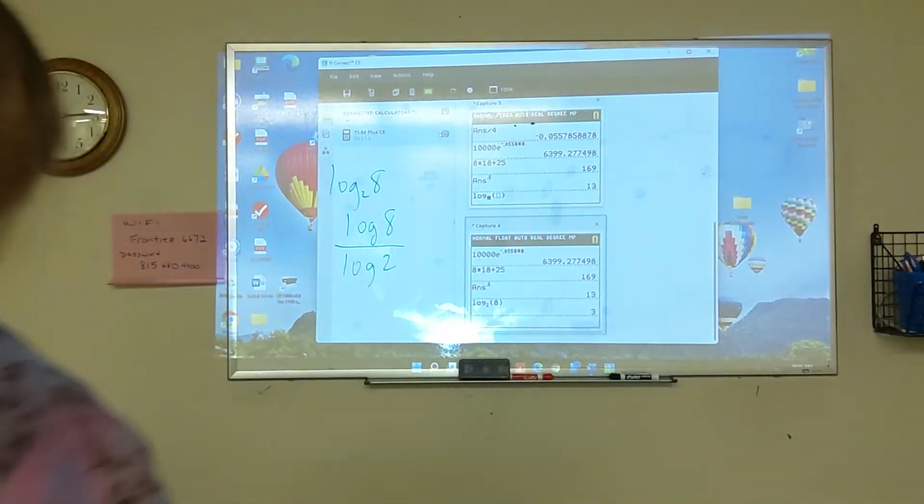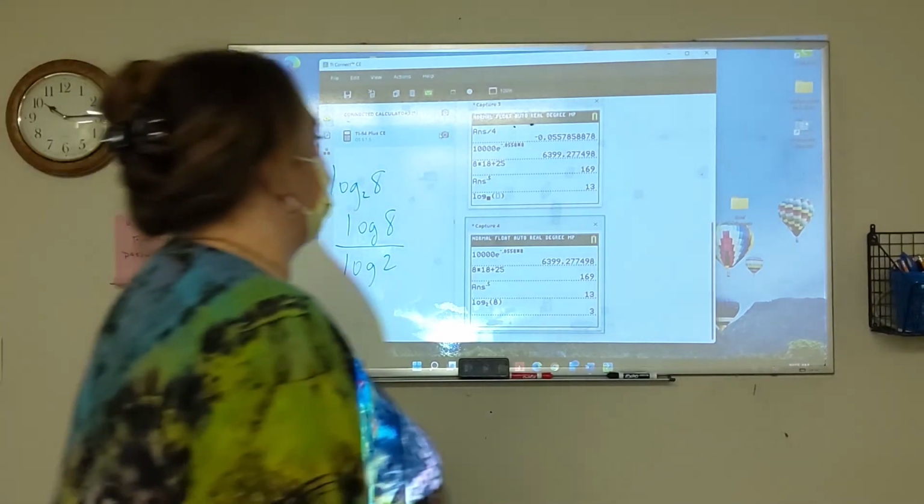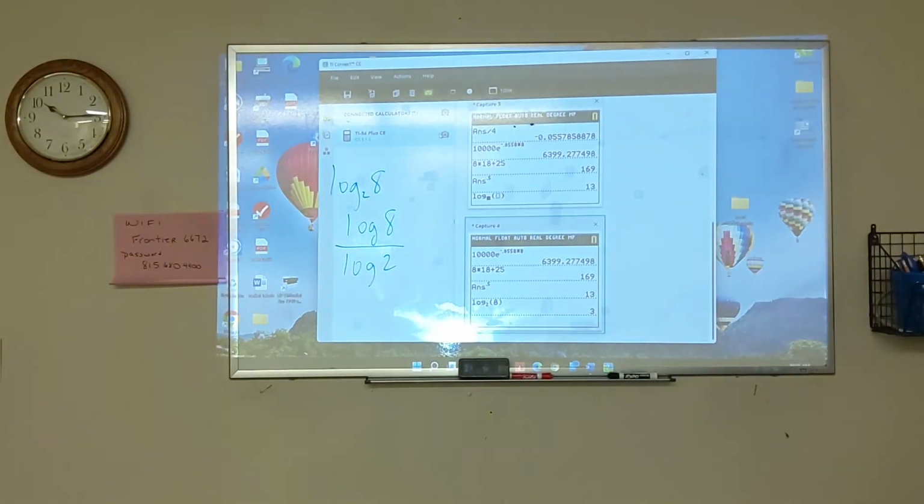What model do you have? The 83 does not have it. You're going to have to do it as log of 8 divided by log of 2. Okay, any questions? Okay, that's how you do your log problems. You're going to do the same thing for the next two problems, for 33 and 42. So we're going to skip over those.